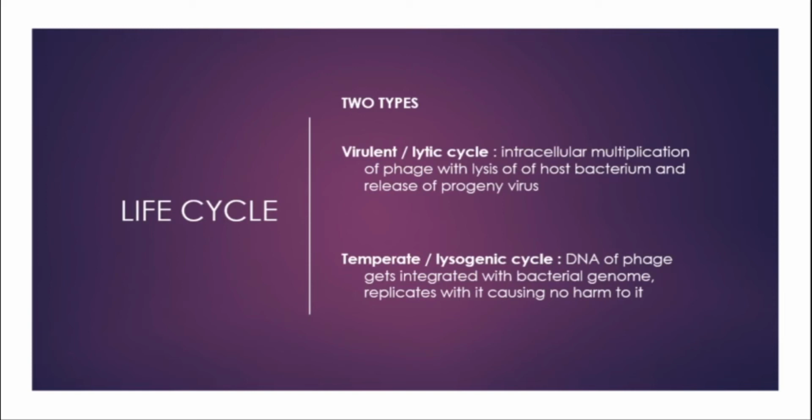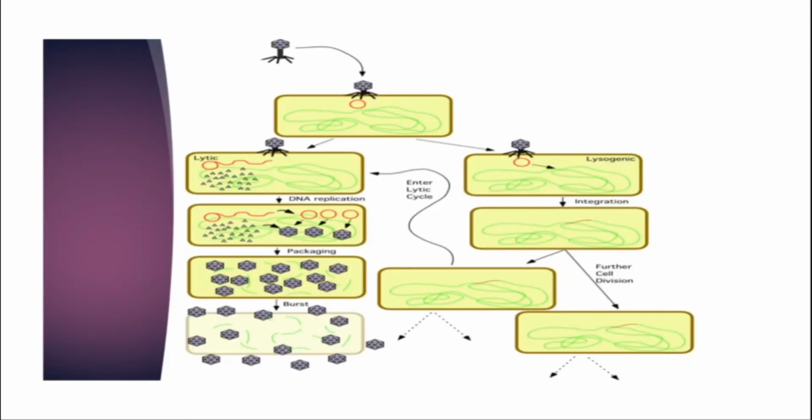Instead, they will introduce their double-stranded DNA part to the host cell genetic complex, and they'll wait there for the right opportunity. So DNA phages get integrated into the bacterial genome and replicate with it, causing no harm to it. That's a temperate or lysogenic cycle. So you can make out in this image I have mentioned both the lytic cycle and the lysogenic cycle.